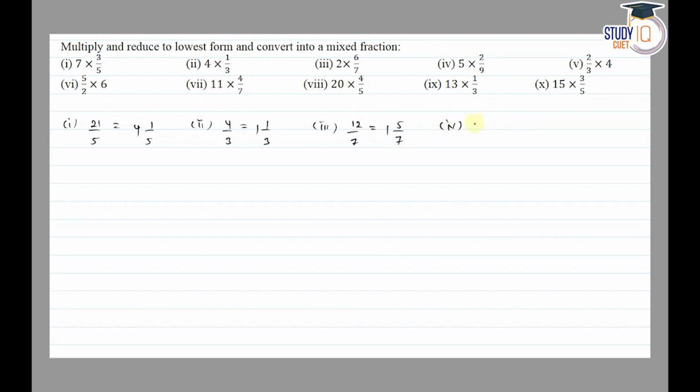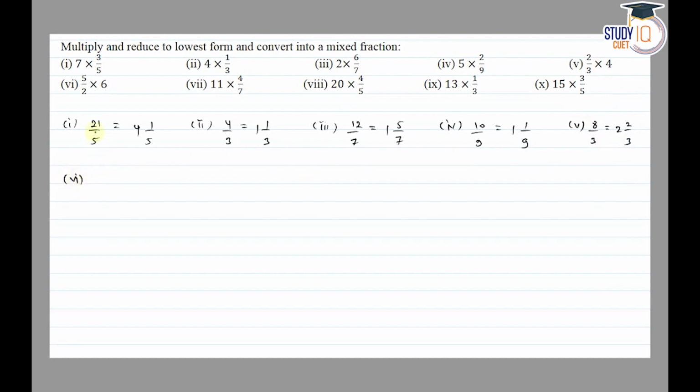Fourth is 5 into 2, 10 upon 9, so 9 ones are 9, then the remainder is 1 upon 9. Then fifth, 2 4s are 8 upon 3, so 3 2s are 6, the remainder is 2 upon 3.